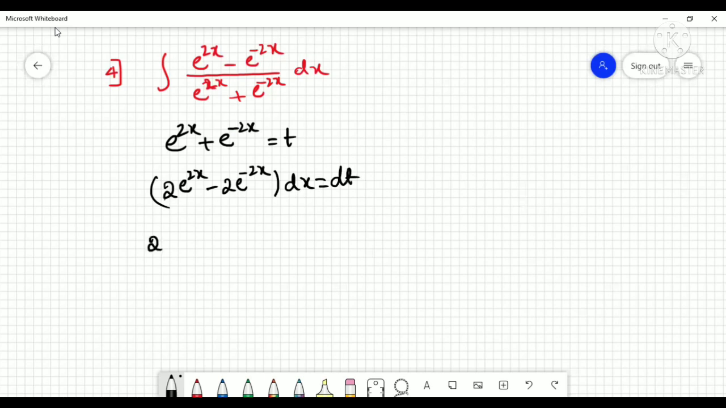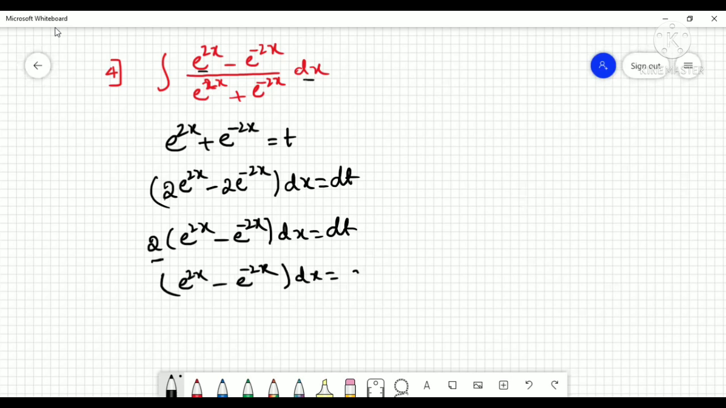Now I will take 2 common here. e power 2x minus e power minus 2x dx is equal to dt. In the numerator, e power 2x minus e power minus 2x into dx is there. I will take the 2 to the right side. That is, e power 2x minus e power minus 2x dx is equal to dt by 2. Now I will substitute in the given integration: the numerator becomes dt by 2.